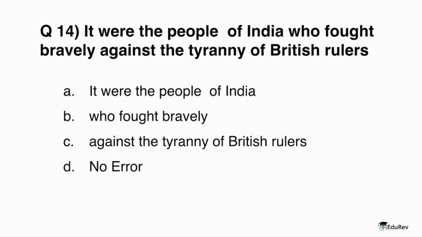Now let's look at the next statement. Question number 14. It were the people of India who fought bravely against the tyranny of British rulers. Okay, let's divide it once again. It were the people of India, first part, who fought bravely, second part, against the tyranny of British rulers, third part, no error is our fourth part. So here the error is in part A, where the verb were is incorrect and should be replaced by was.